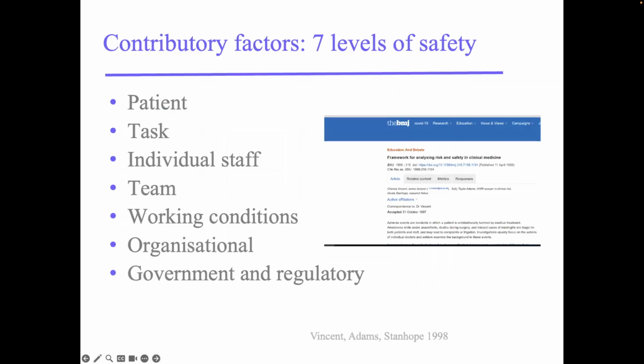And instead of latent conditions, we started to talk about contributory factors, meaning essentially the same thing. What aspects of the system make life difficult. And here, this is a paper in the British Medical Journal.